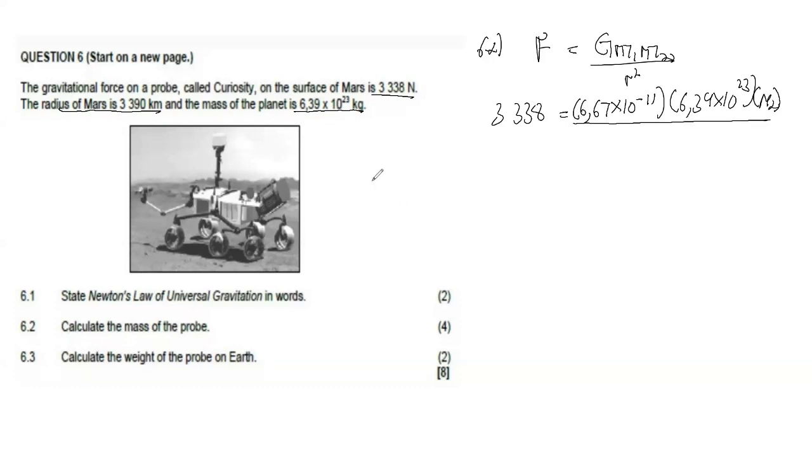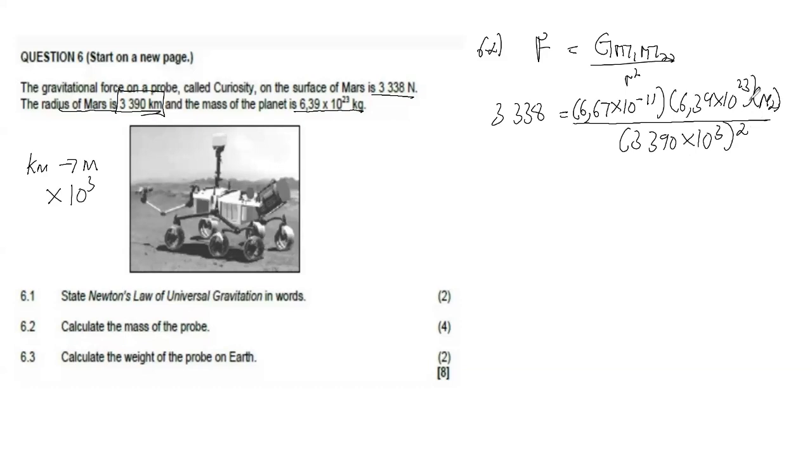But we do have the radius of the planet, which we are given in kilometers. Every time we are given the distance in kilometers, we should convert that distance to meters. How do we convert kilometers to meters? We multiply by 1,000, so you can multiply by 10 to the exponent of 3, which is the same as multiplying by 1,000. So this distance we're going to write as 3,390 multiplied by 10 to the exponent of 3, and then we square that. Remember, we have R squared, the square of the distance.